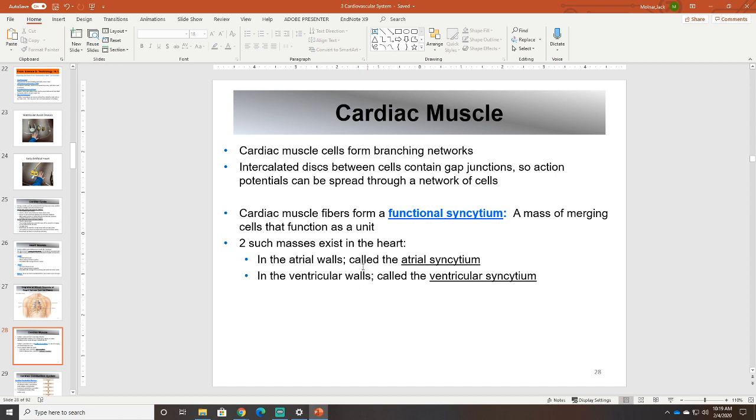So the atrial walls are called the atrial syncytium. They will contract as one unit, and then the signal to contract will be propagated to the ventricles, where the ventricles will contract as a unit, and we'll see that's called the ventricular syncytium.